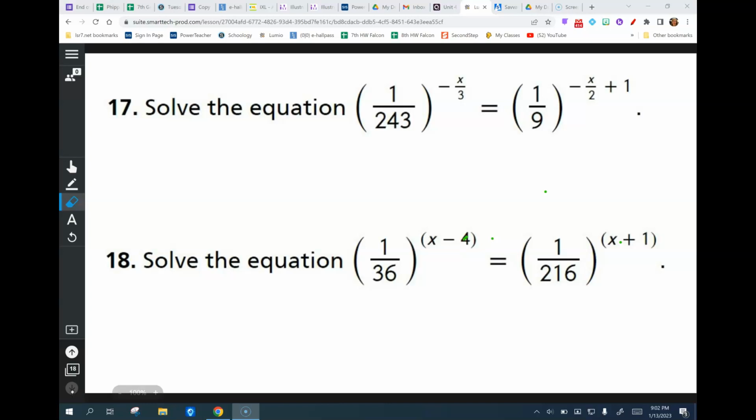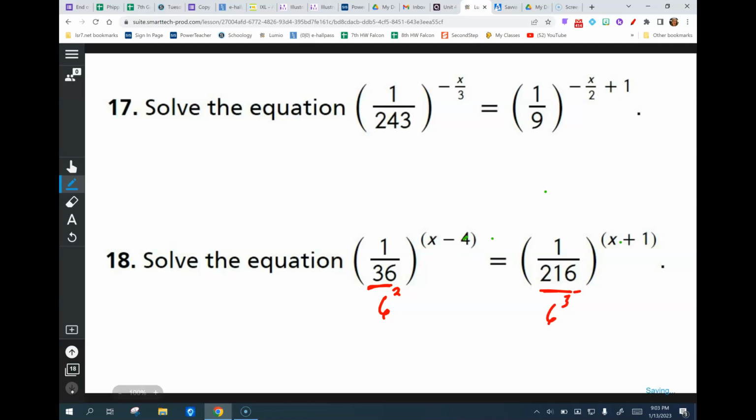Let's go to 18. 18, we have 36, and we have 216. I have to get those to be the same number. Can I take 36 to the 2nd power and I get 1,296? So that doesn't work. So what I'm doing right now is I pulled my calculator out. I'm trying different things. So I'm not going to take 36 and square it to get 216. Okay? So let's try 6. Well, 6 to the 3rd power is 216. Yes. So this is 6 to the 3rd power.